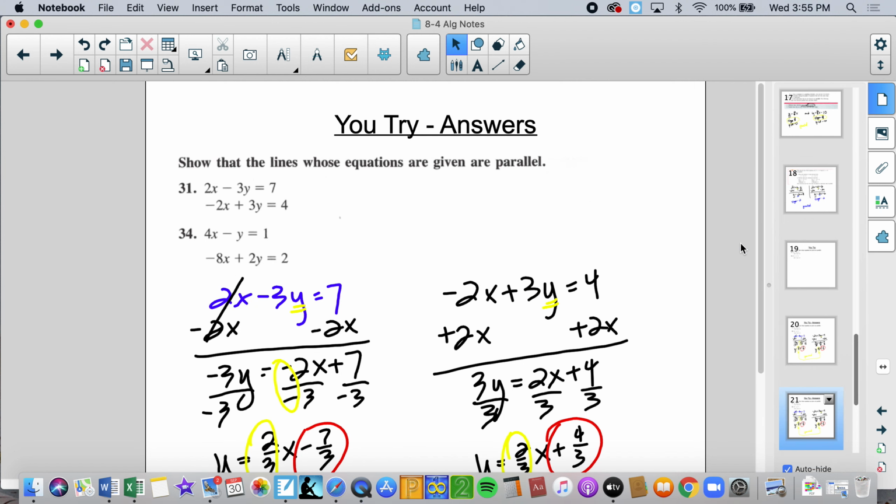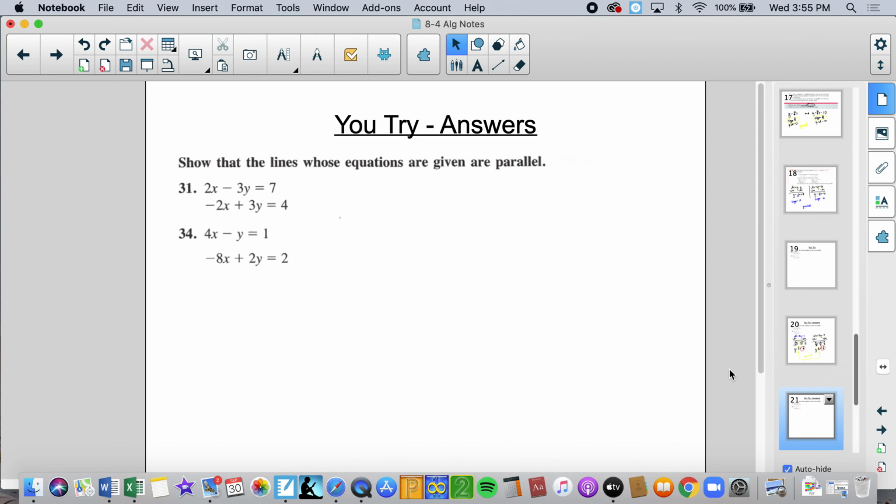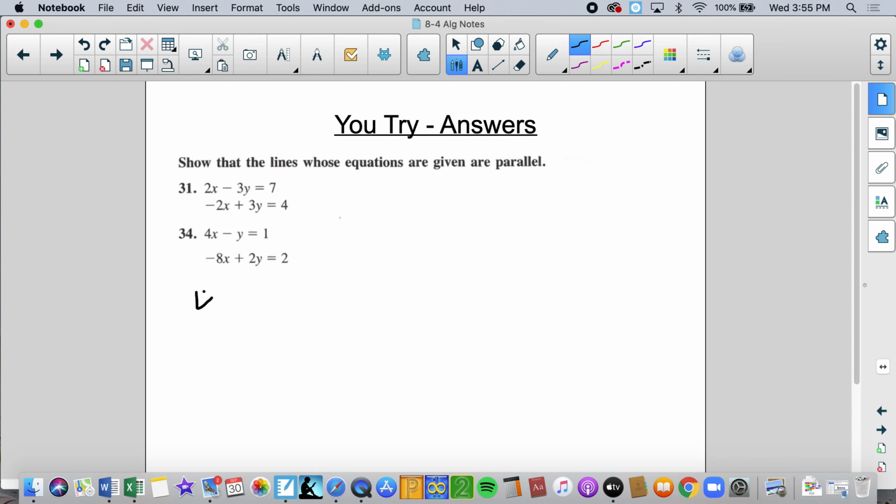Let's clone this page. Can I erase the ink? Let's erase ink. Clear ink from page. Yes, technology, baby.